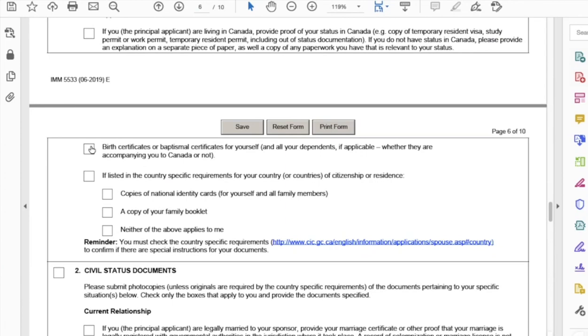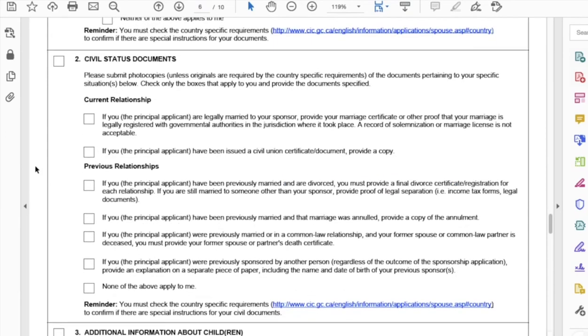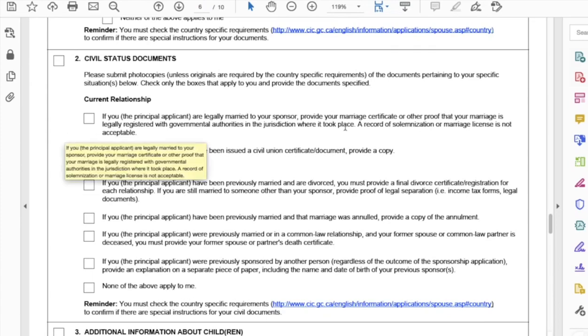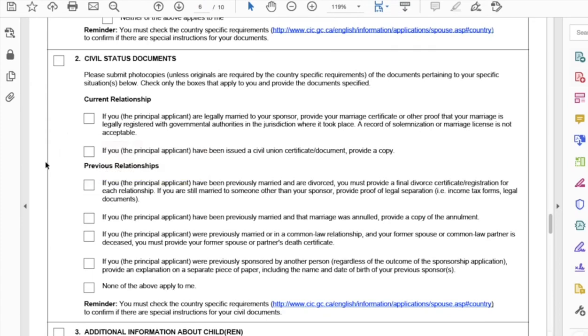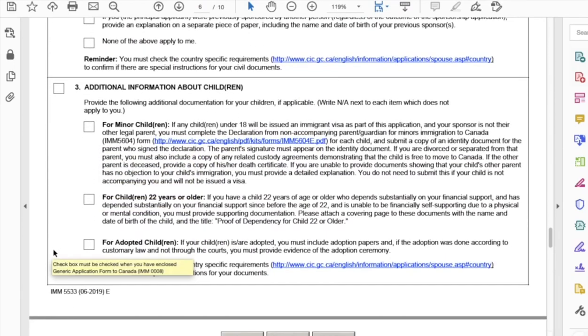The birth certificate is also required, so you should also select that. Then after that you should also provide the copies of your national identity card. So let's say if you are an Indian citizen, you should provide a copy of your Aadhaar card. Alright, now the civil status documents. You have to provide your marriage certificate, which is very important. Then about the previous relationships, if you have had a divorce, you should provide some other documents and like that. Moving on to the other one, this section is for the children.